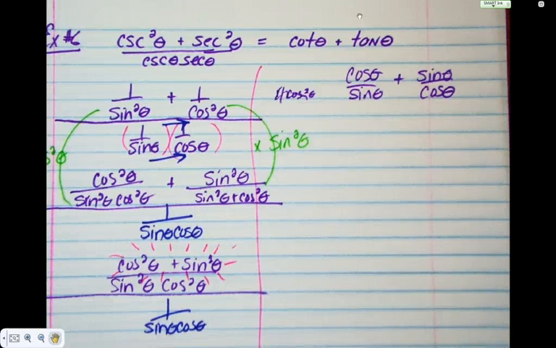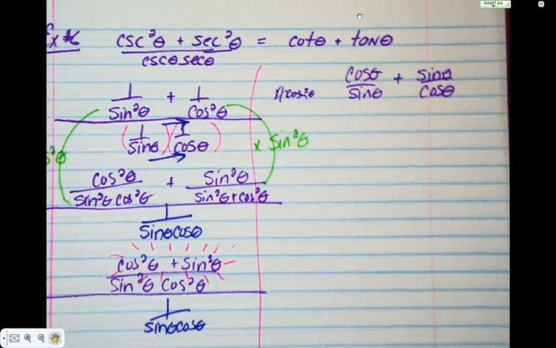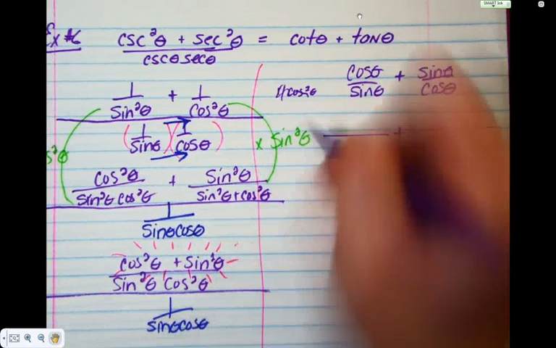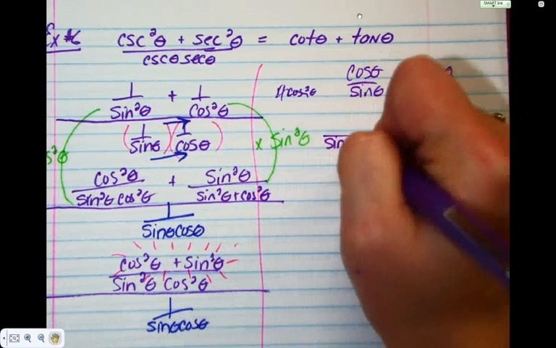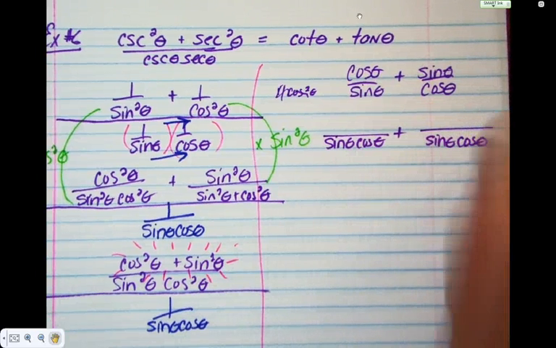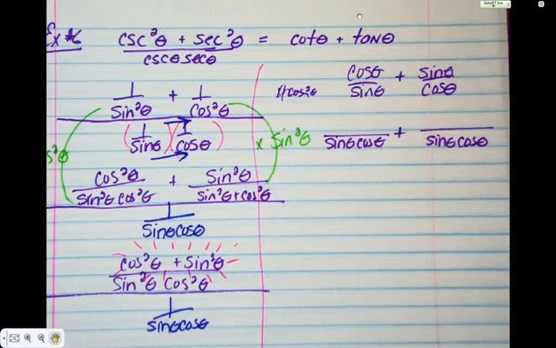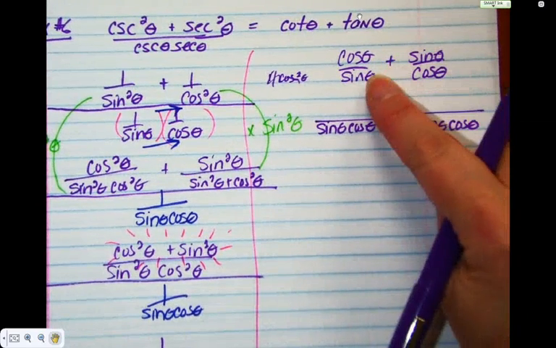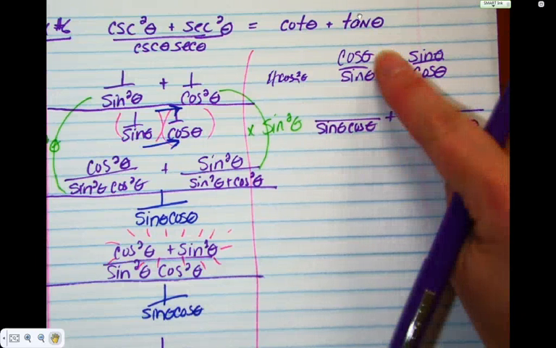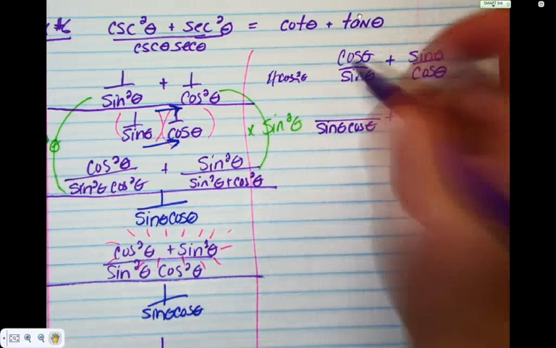Simplify the fractions. How do we add fractions? Common denominator. What's the common denominator between sine and cos? Sine cos. How did we go from a sine to a sine cos? What did we multiply by? Cos. So cos times cos, cos squared.